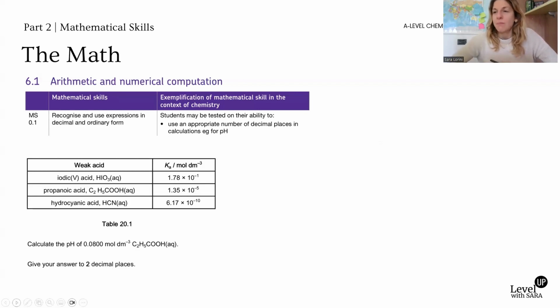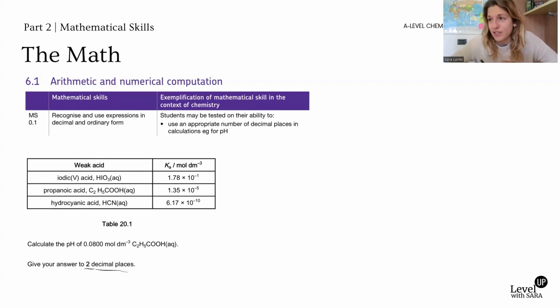Next part. Recognize and use expression in decimal and ordinary forms. So here you're tested on using an appropriate number of decimal places in calculations for pH. Okay. Here, the decimal places are something that you have to notice in the question, okay, and significant figures as well, okay? So always read the question as you do it. Read it once you've completed to make sure that you've given your answer in the correct number of either significant figures or decimal places, okay?